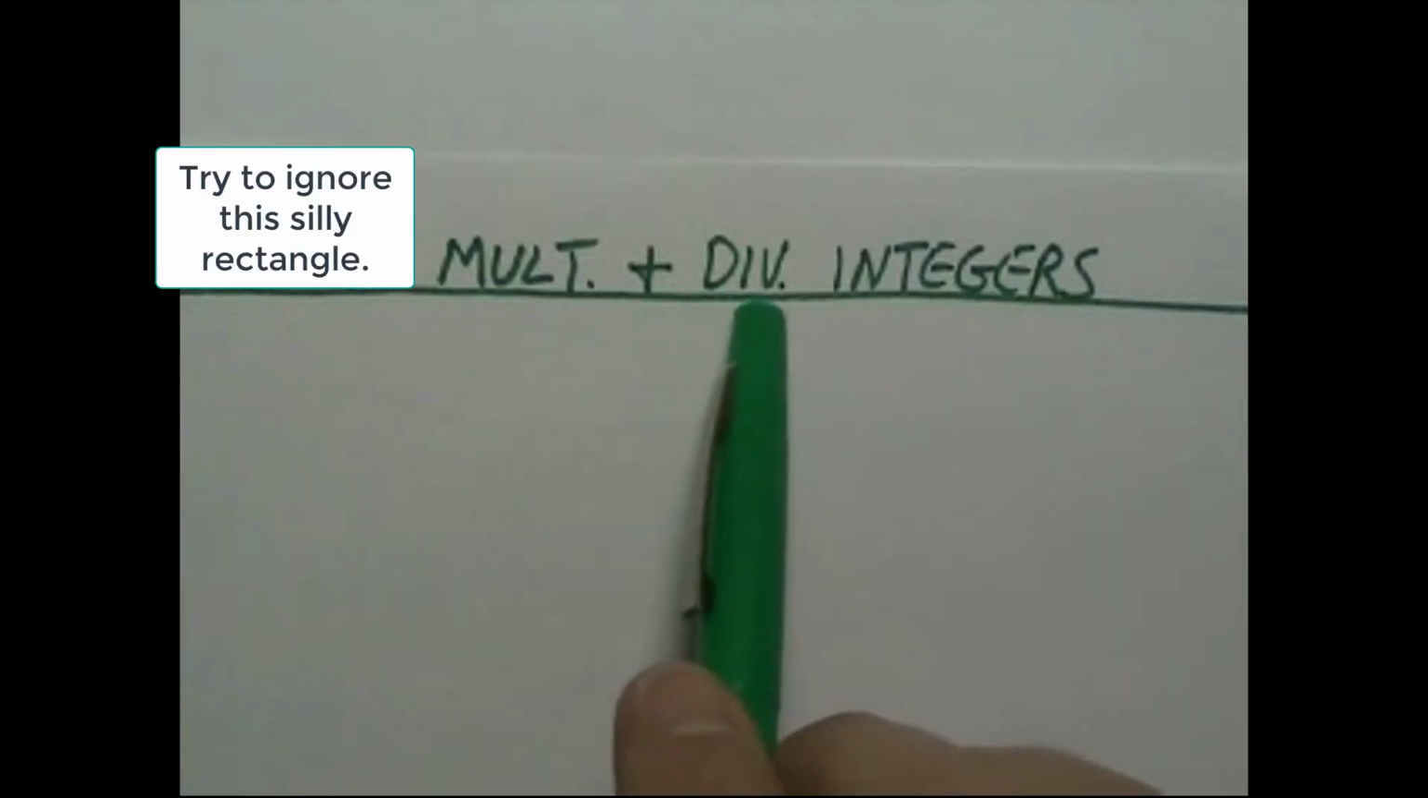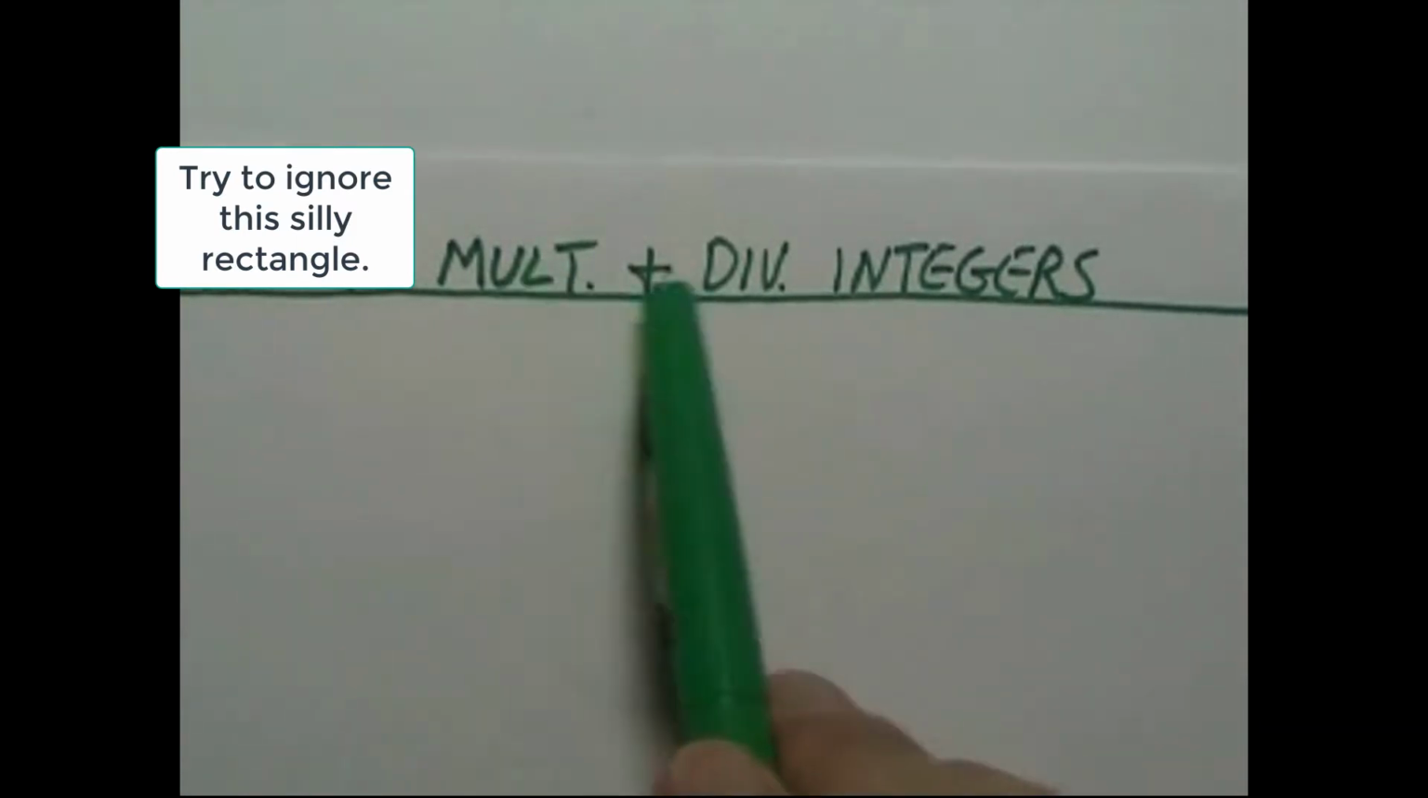We're going to multiply and divide integers. And you can abbreviate multiply and divide.